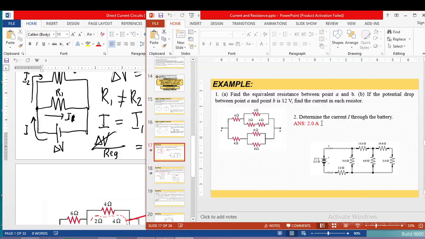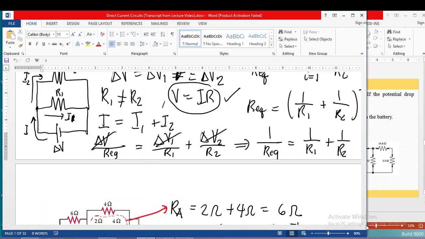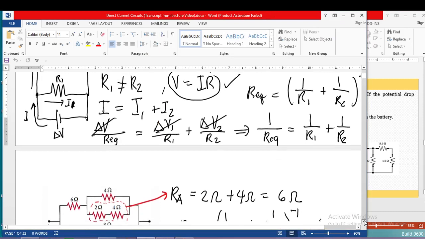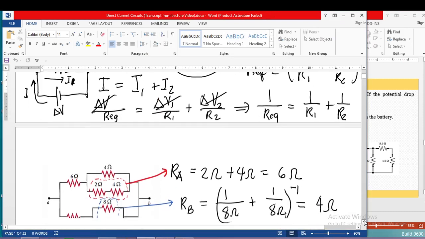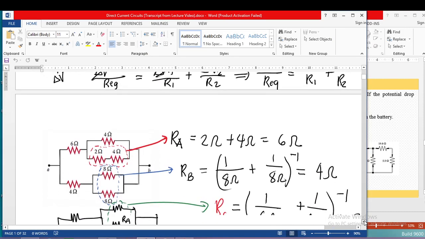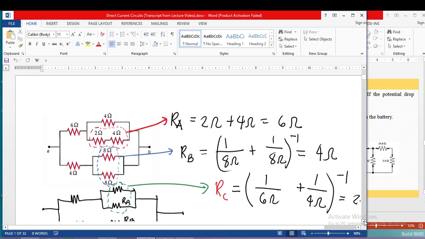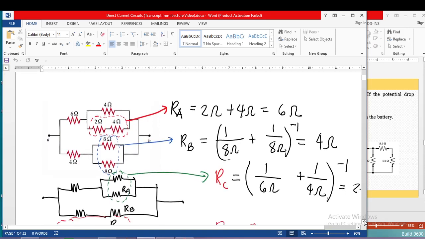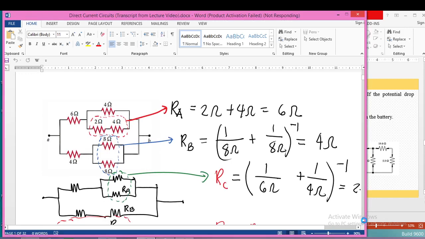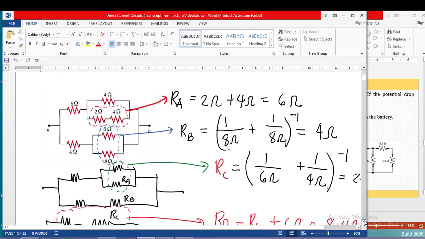So this is example 1. I already resolved it, you can see. It was actually covered in part 2, but anyway, I just have to repeat this one again. So here we have a given circuit. This is not simply parallel or simply series, but a combination of series and parallel circuit.